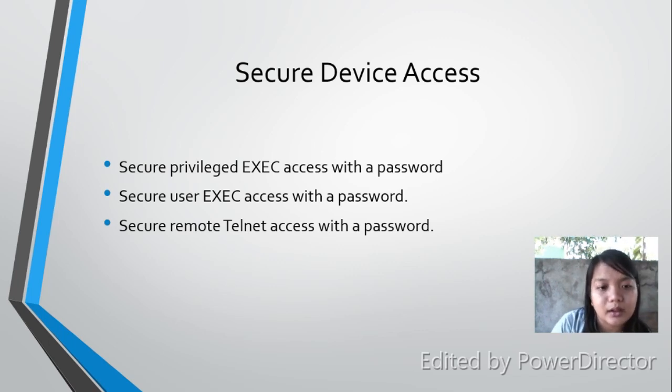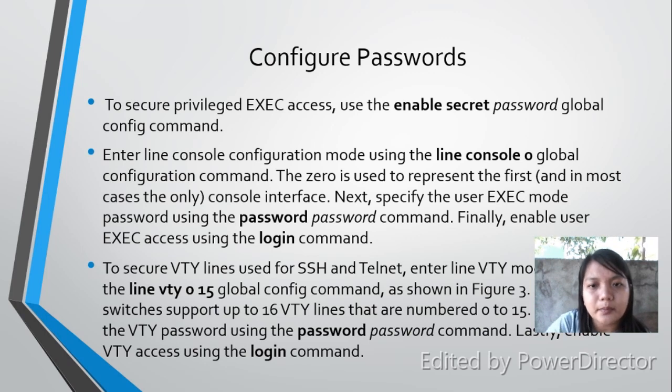Here you will put the line console 0. Then the password you want, and then the line VTY, and the user exec access with the password. Then the enable secret, any password you want. Then you secure remote Telnet access with the password. To secure privilege exec access, use the enable secret password global command.